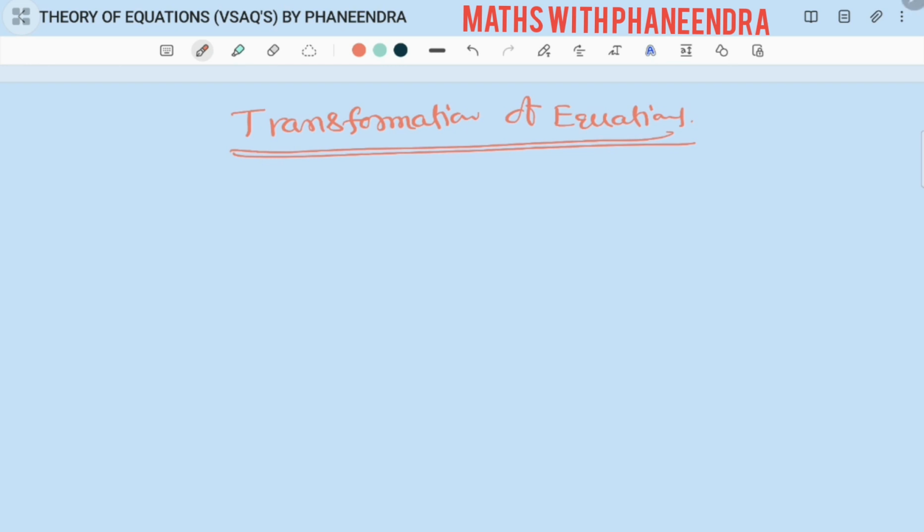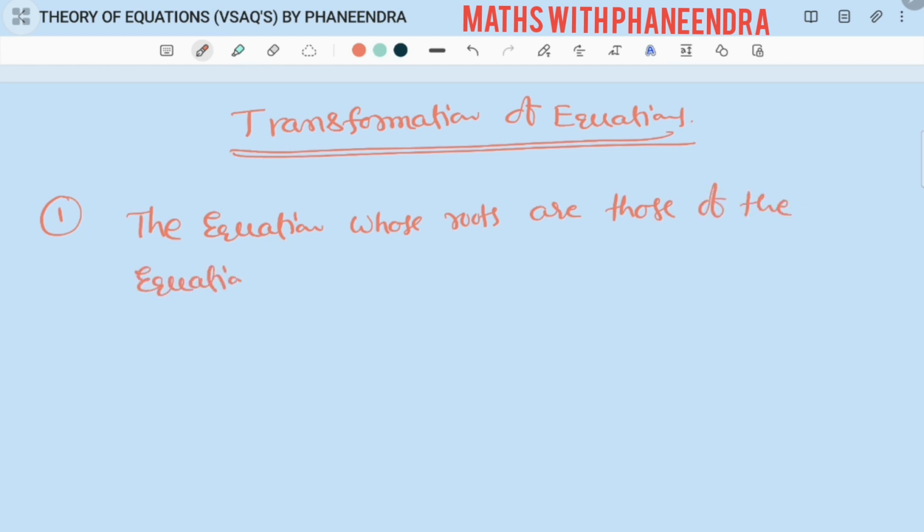So first, what are the types of questions? The first category in this transformation of equations: the equation whose roots are those of the equation f of x equal to 0 with negatives is f of minus x equal to 0. In competitive exams, they will also say signs changed. With the negatives means f of minus x equal to 0.